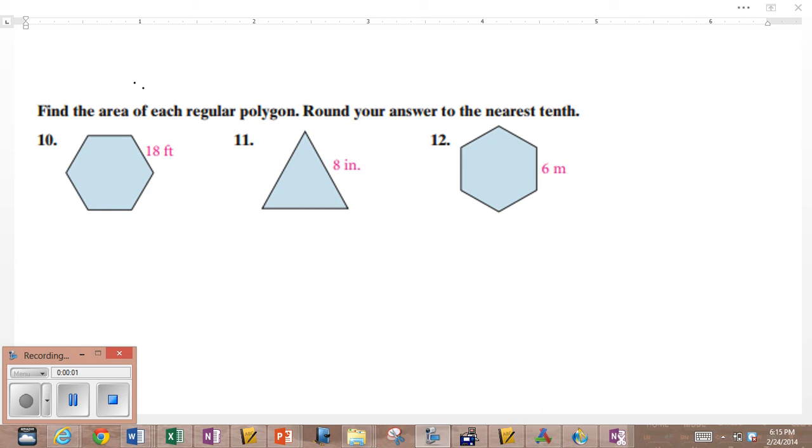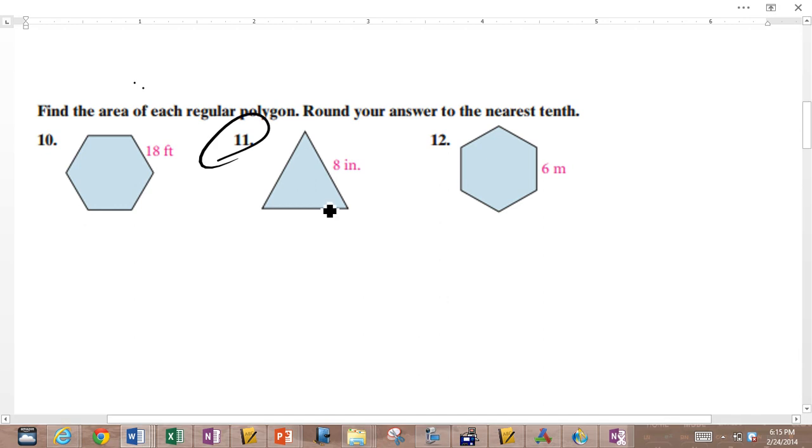Let's start by looking at some of these problems that you had for the worksheet for tonight. Okay? Here we're asked to find the area of each of these regular polygons. Well, let's look at number 11. It is an equilateral triangle because it's a regular polygon, so all sides are equal.